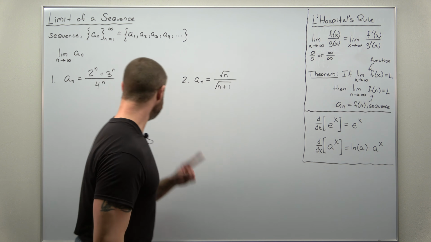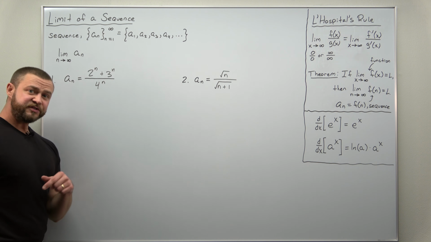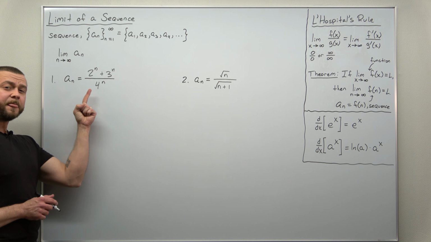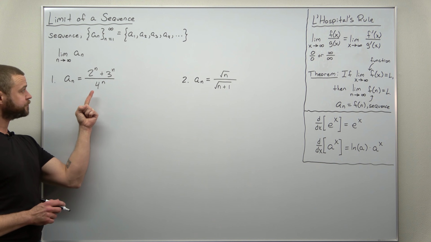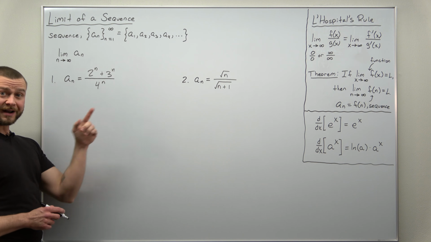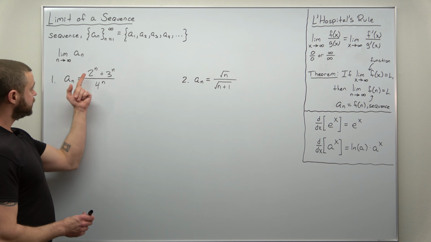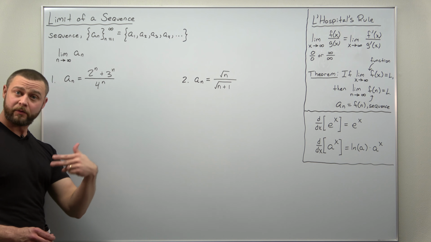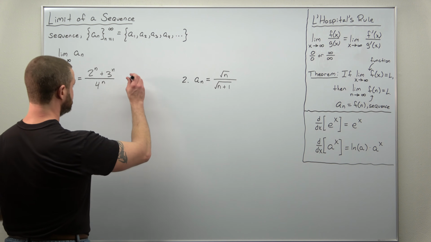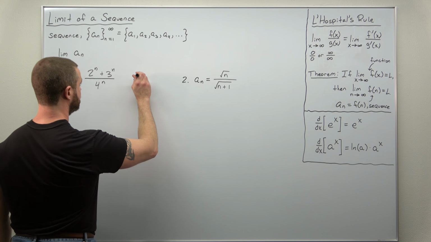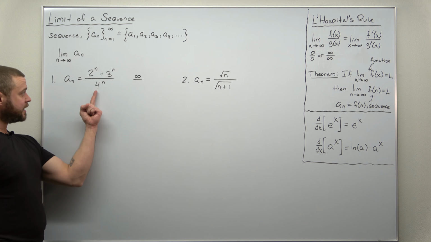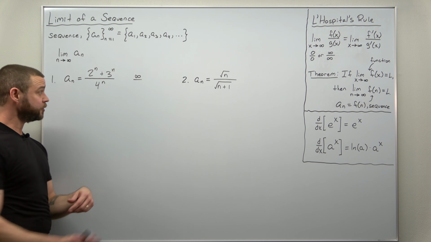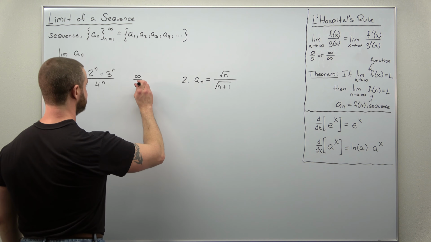So let's take a look at the first one. This is a peculiar one. Let's check first that it involves an indeterminate form. So we want to check what the numerator and denominator approach. 2 to the n and 3 to the n, as n approaches infinity, they're both going to get bigger, so the numerator approaches infinity. And 4 to the n, as n approaches infinity, gets bigger too, so the denominator approaches infinity.